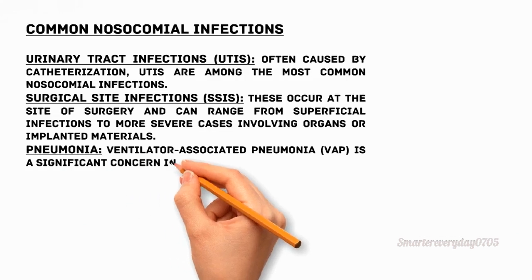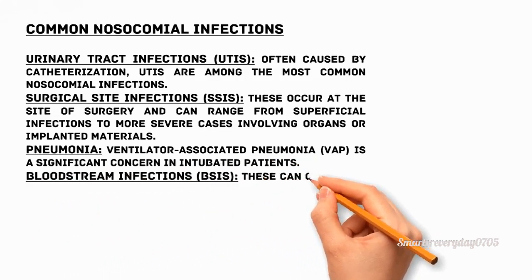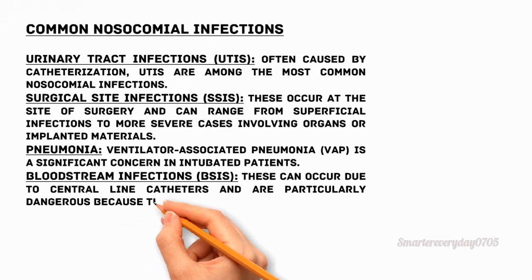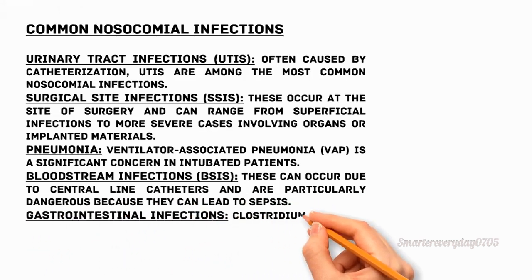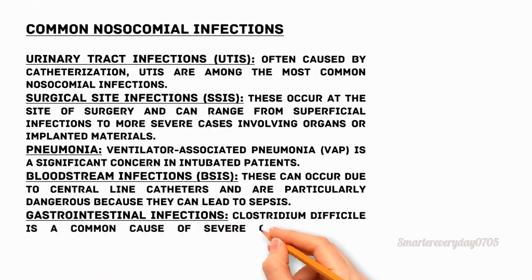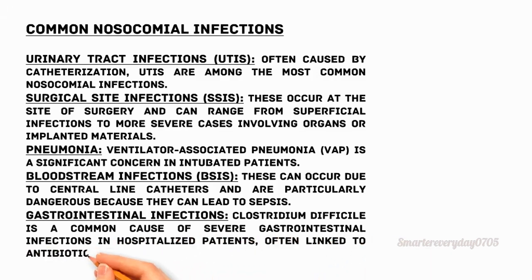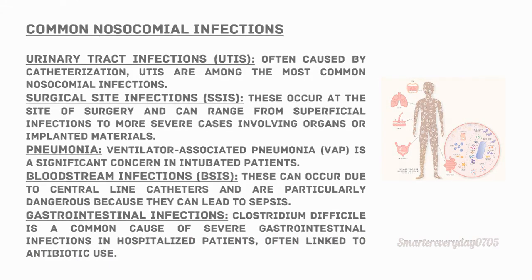Pneumonia. Ventilator-associated pneumonia is a significant concern in intubated patients. Bloodstream infections. These can occur due to central line catheters and are particularly dangerous because they can lead to sepsis. Gastrointestinal infections. Clostridium difficile is a common cause of severe gastrointestinal infections in hospitalized patients, often linked to antibiotic use.